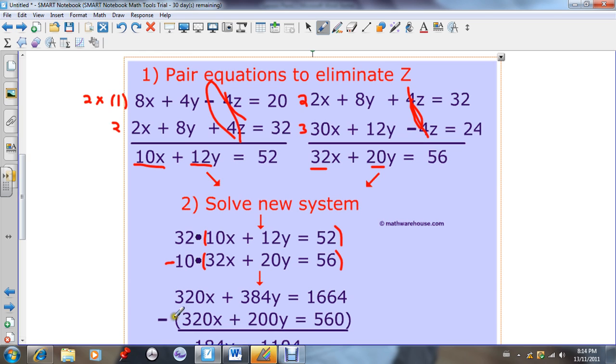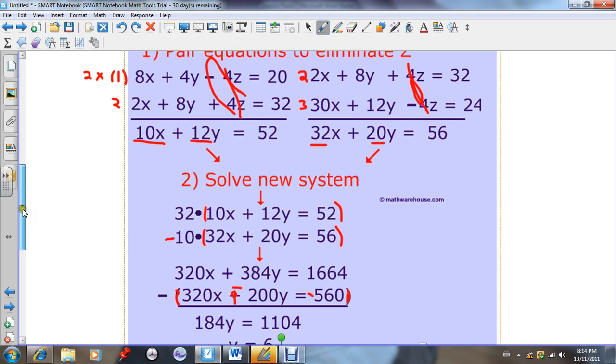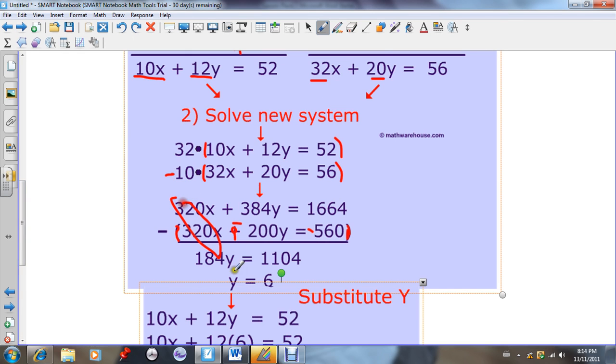When you do that, never mind these brackets, they got a mess made. That should be minus 320 minus 200 equals minus 560. So on top, 32 times 10, times 12, times 52 is 320x plus 384y equals 1664. And down the bottom, you got minus 320x minus 200y equals minus 560. Add them straight up and down. You'll find your x's go away. 184y equals 1104.